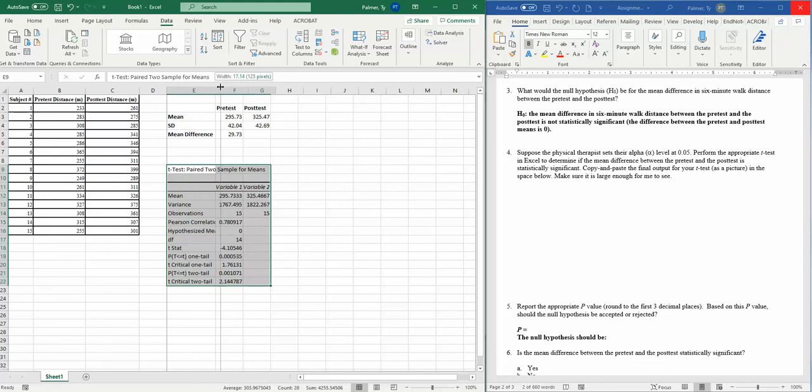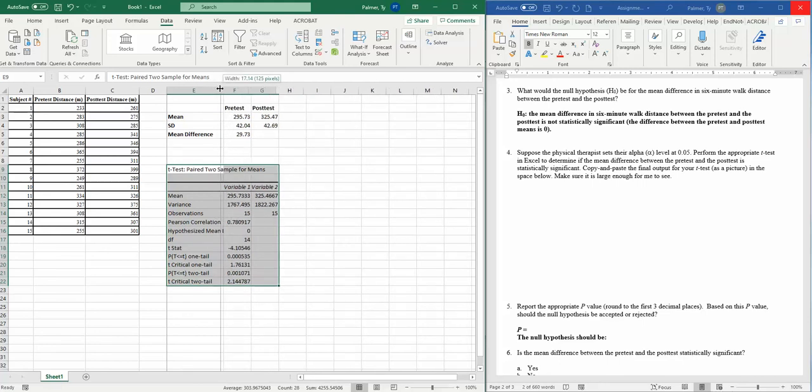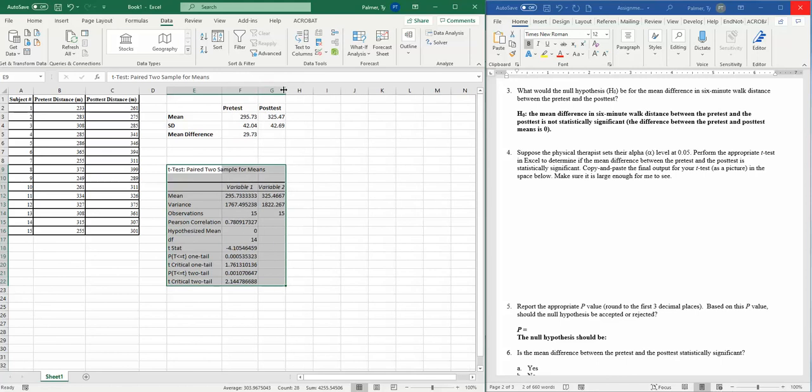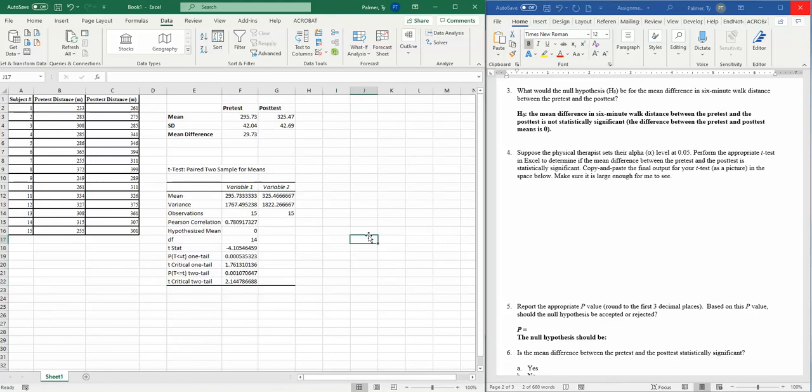Let's increase the column size a little bit, that way we can see everything. And you can do the same thing when you get your final output for your t-test. Okay, that looks good. It says here for question 4, once we have our final output, we need to copy and paste it into the space below. So let's go ahead and do that.